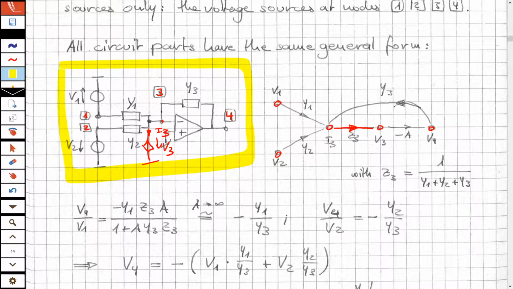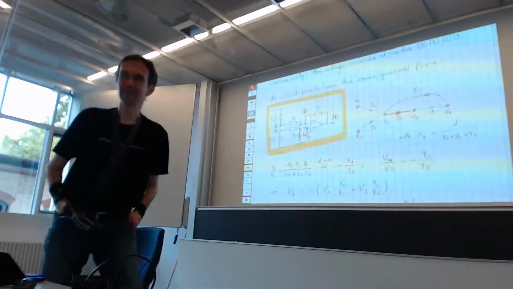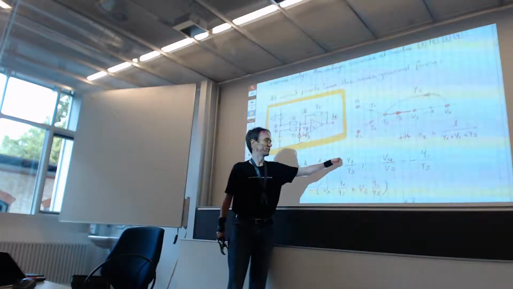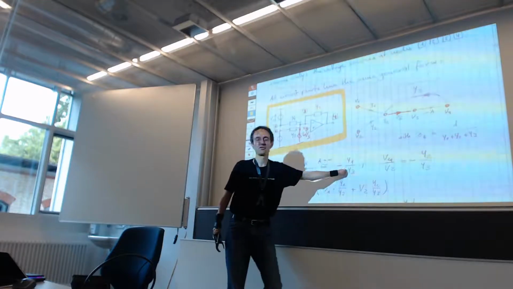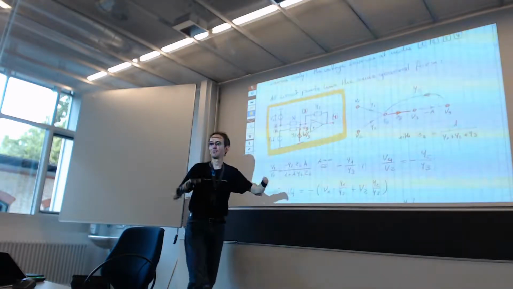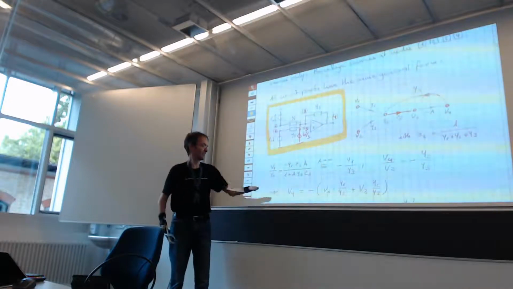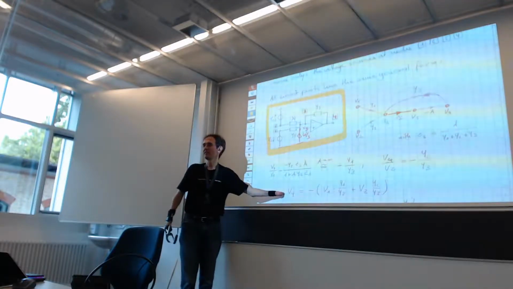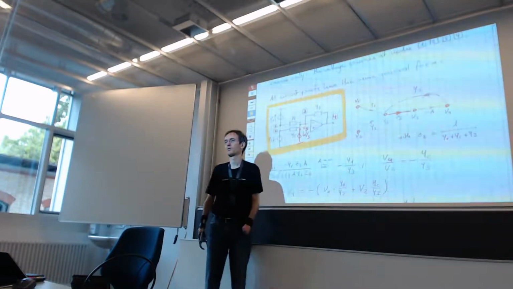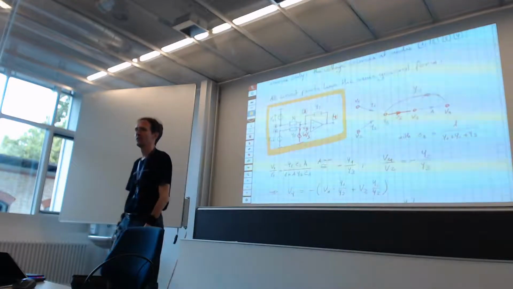So the total output, if both inputs are active, because this is a linear circuit, isn't it? So if you have the transfer function from the input 1 to the output and the transfer function from the input 2 to the output, then if both inputs are active, the output is the weighted sum, and the weights are the transfer functions. So you get the input 1 times the transfer function 1 plus the input 2 times the transfer function 2.